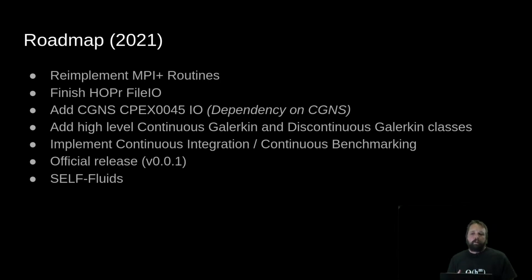We've got some of the Hopper file I/O I do need to wrap up here so we can expose. I think we're really just leaving out the vectors and tensors output on that, but most of that API is in place to read in Hopper meshes on the dev branch of SELF. And of course, we're keeping our eye on that CPEX 0045 merge into CGNS. So when that CGNS version 5 comes out, we'll be looking at getting that in place.